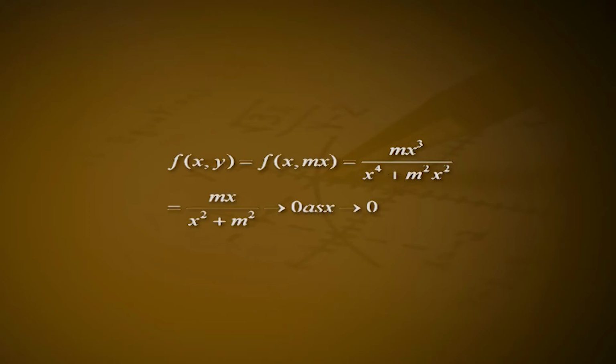Example 1. Consider the function f(x, y) equal to x squared divided by x raised to 4 plus y squared if x raised to 4 plus y squared is not equal to 0, and 0 if x is equal to y is equal to 0. If we approach the origin along any axis, f(x, y) is equal to 0. If we approach the point (0, 0) along any line y is equal to mx, then f(x, y) is equal to f(x, mx) is equal to m x cubed divided by x raised to 4 plus m squared x squared, which is equal to mx divided by x squared plus m squared, which tends to 0 as x tends to 0.